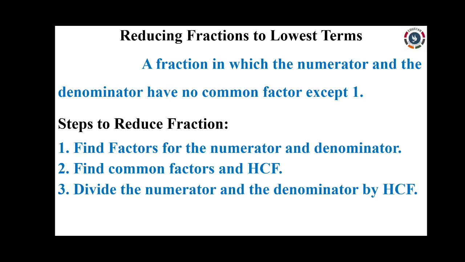To reduce the fraction, first we have to find the factors for the numerator and the denominator. After finding the factors, we have to find the common factors and the HCF. HCF means highest common factor. After finding the HCF, we have to divide the numerator and the denominator by the HCF. Now we will get the reduced term of the fraction.